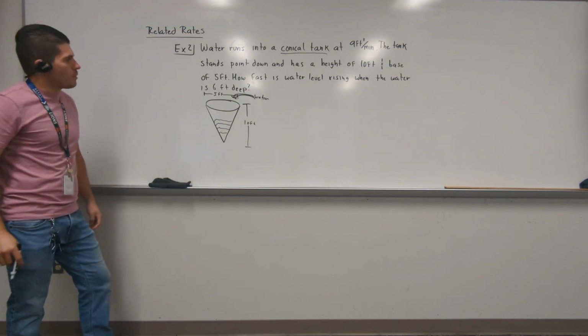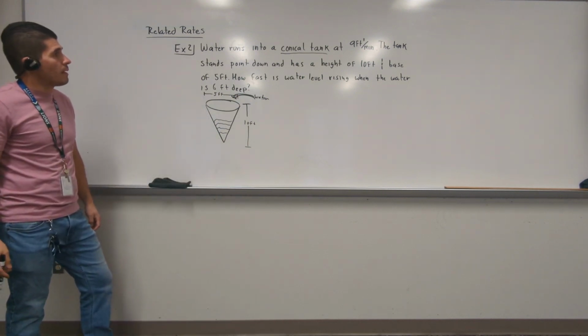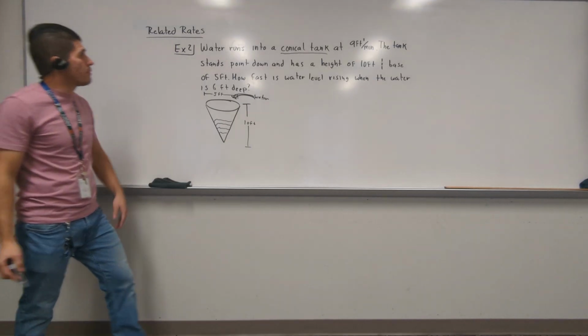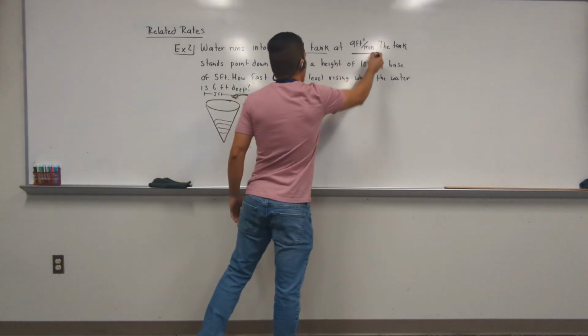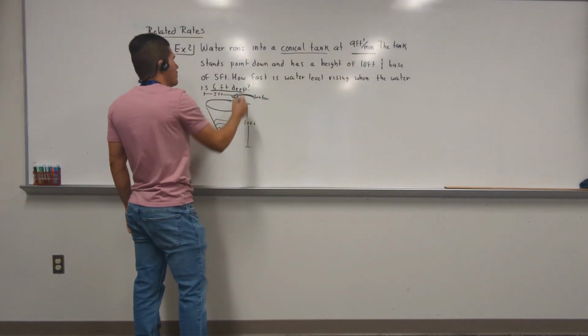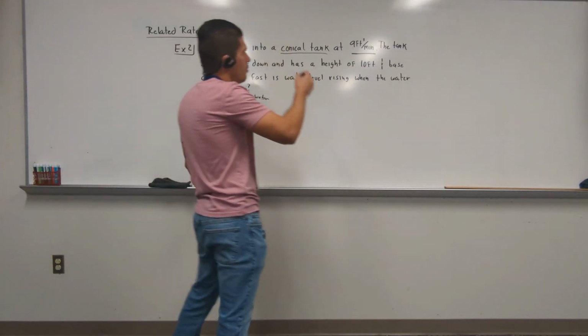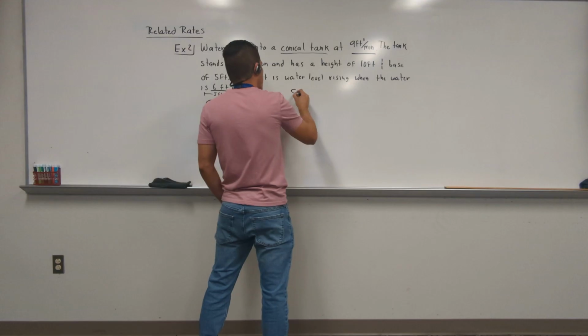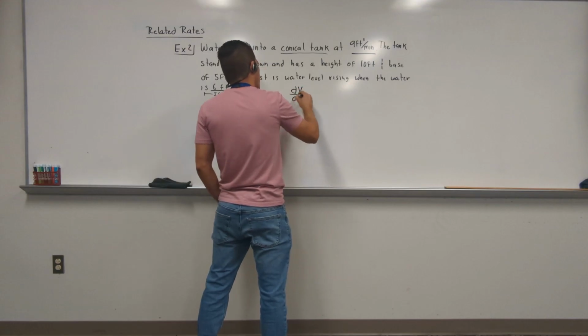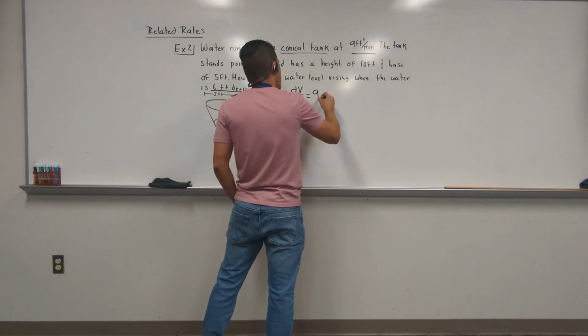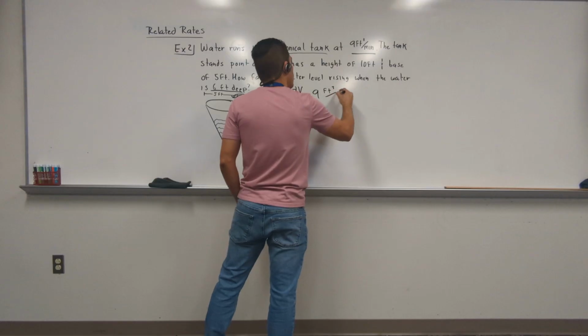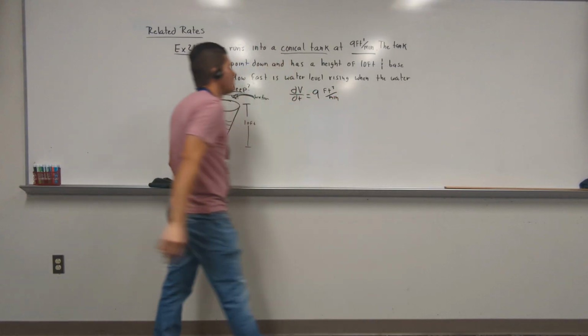Okay, so that's what I'm given, and I'm given a couple pieces of information here. I got this one, and then I also have this one. First, I'm given a rate of change. So look at the units. It's cubic feet per minute. That means you are given the change in volume over time, which in this case is 9 cubic feet per minute.